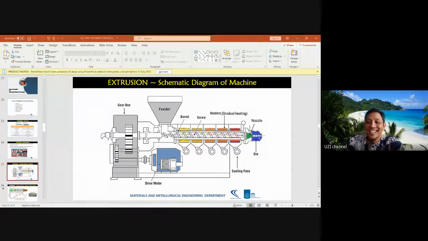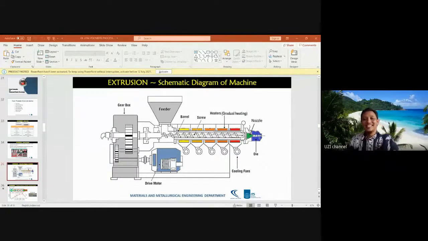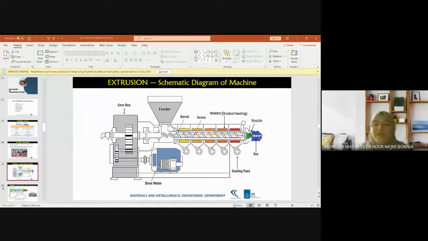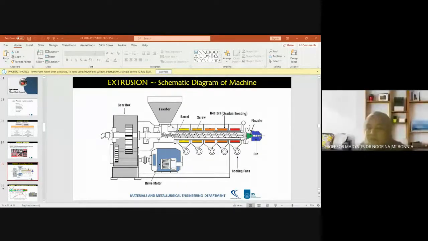Milliar rupiah. A billion is 1,000 times a million. Okay, so very expensive for metal. Very expensive. But this 3D printing can be used also for metal-based materials, right?